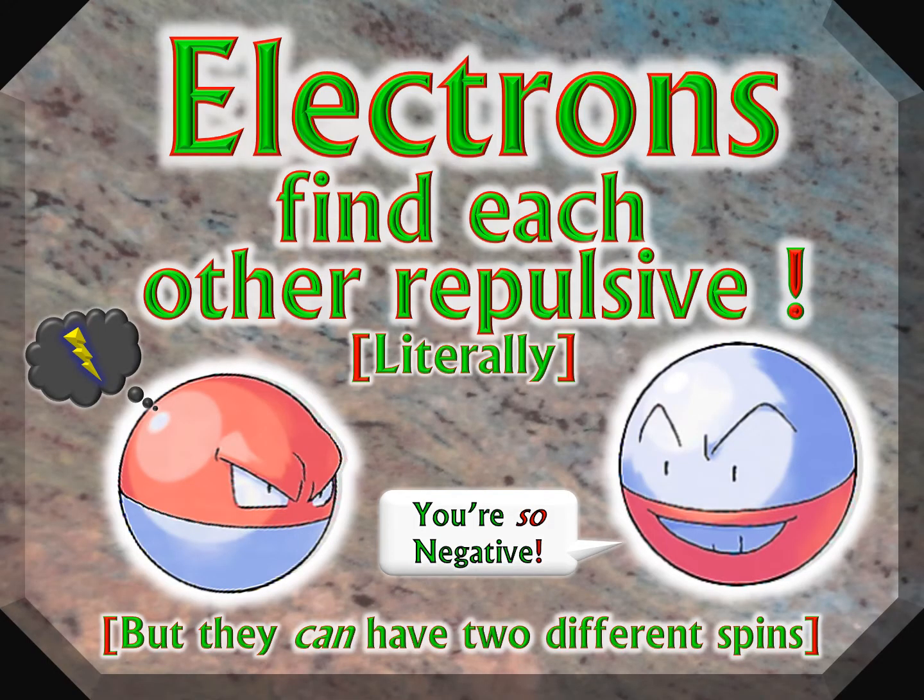Also, the fact that electrons find each other repulsive, it seems really simple, it seems really jokey, but this is what gives molecules their shape. This concept is really why molecules are shaped the way they are. So remember, they find each other repulsive, literally, but they can have two different spins, so they wind up in pairs. So if you have one pair of electrons over here, it's going to want to stay as far as it can from this other pair of electrons over there.